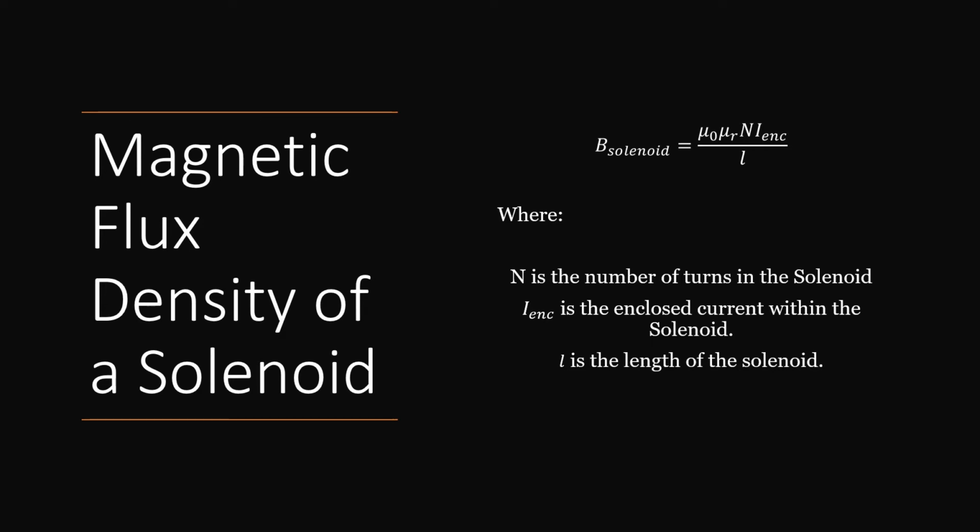From the formula we can see that the magnetic flux density is directly proportional to the number of turns in the solenoid and directly proportional to the enclosed current. Therefore, an increase in the number of turns or an increase in the enclosed current will cause an increase in the magnetic flux density and vice versa.